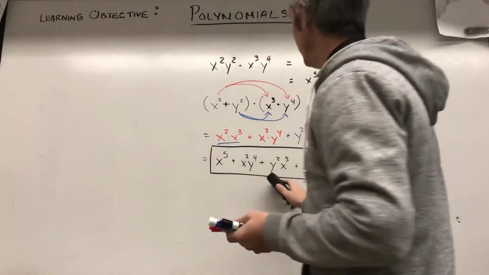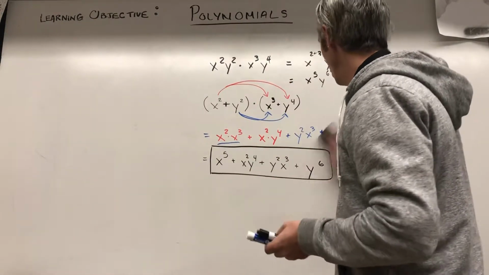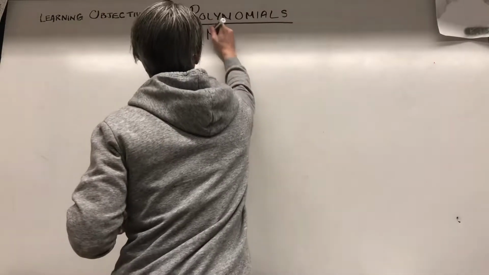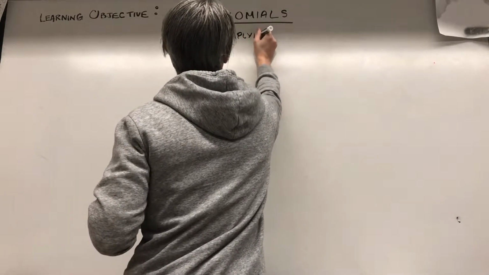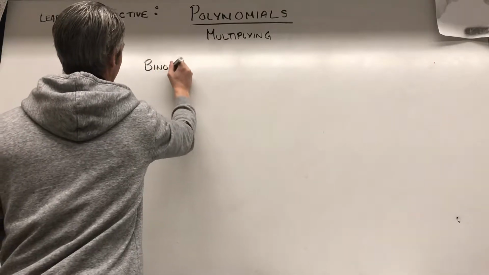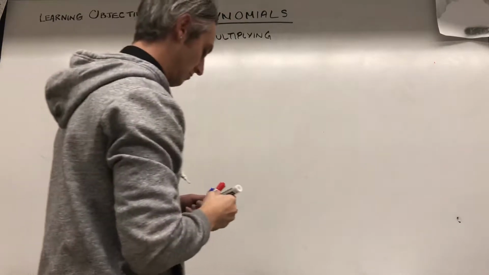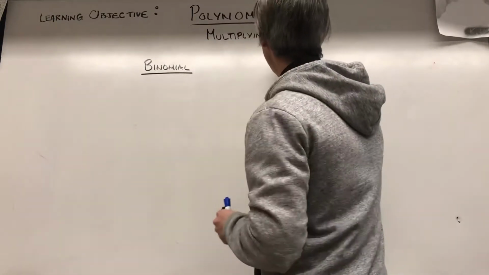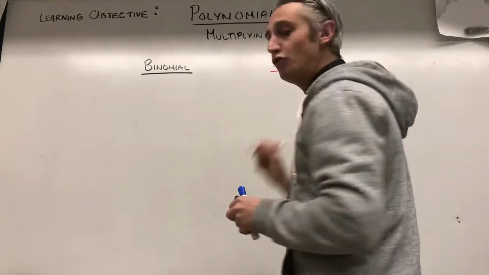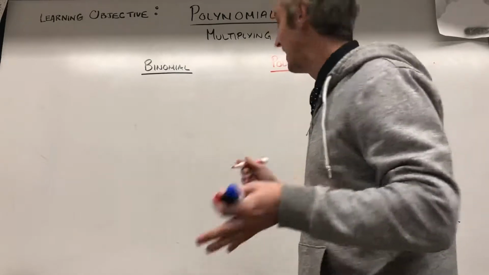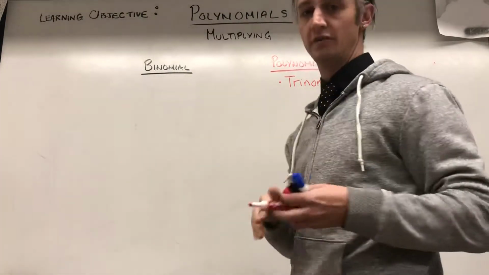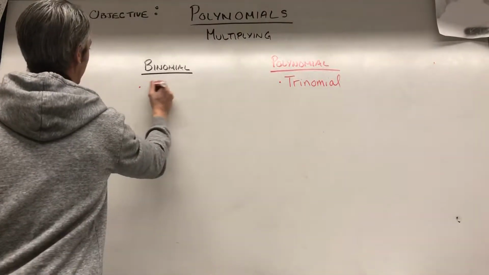Okay, so this brings us into our polynomials unit. And the first part of this unit, we're just going to learn about multiplying polynomials. Okay, so there are binomials. You'll hear the term binomial, and you'll hear the term polynomial. And the most common polynomial that we'll work with, at least at this level right now, generally speaking, is a trinomial. Tri for 3, so 3 terms. And then binomial just means that there's 2 terms.